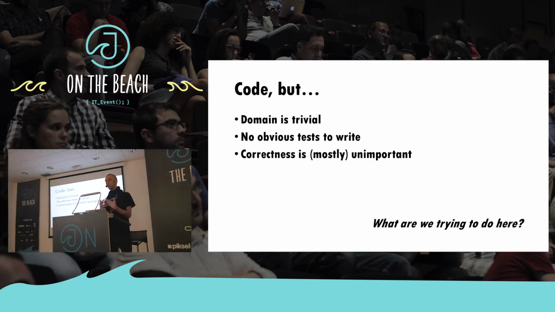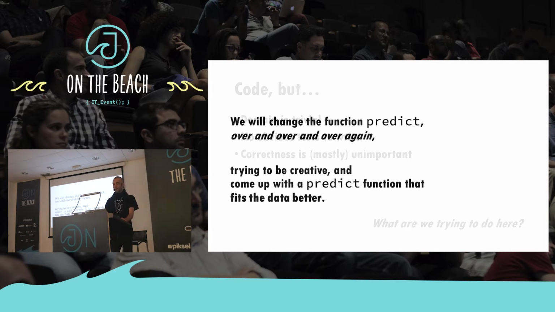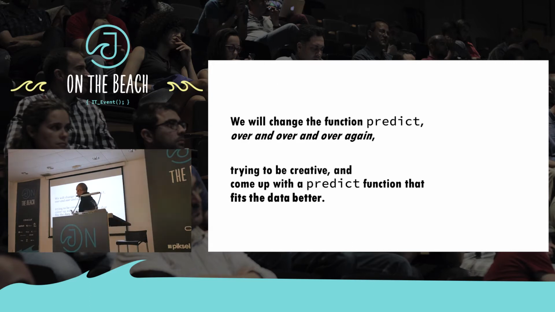So the question is, what is it that we're trying to do here? How is a machine learning problem different from writing a regular business application? If you take the typical process of a machine learning person, what we will do in this competition is something along these lines. We have one function, predict, which takes an observation and predicts, and we will take that function and change it over and over and over again. Essentially for three months straight, that's all we do.